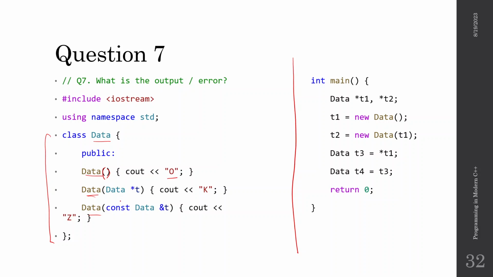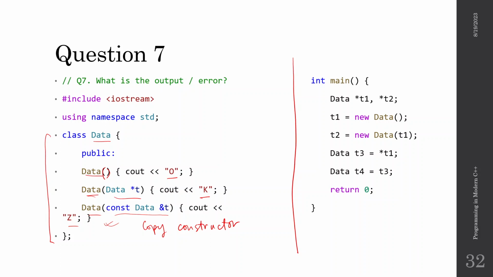The second constructor accepts a pointer to another data object, and it prints K. The third constructor accepts a constant reference to another data object, and it prints Z. Now the last one is a copy constructor. If you recognize the type signature of the constructor, then it's a copy constructor.